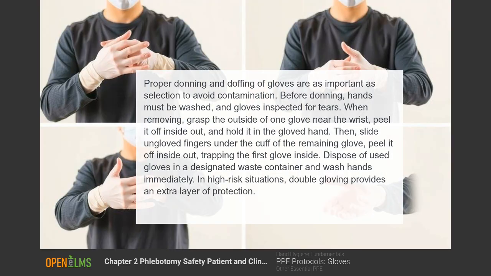Proper donning and doffing of gloves are as important as selection to avoid contamination. Before donning, hands must be washed and gloves inspected for tears. When removing, grasp the outside of one glove near the wrist, peel it off inside out, and hold it in the gloved hand. Then, slide ungloved fingers under the cuff of the remaining glove. Peel it off inside out, trapping the first glove inside. Dispose of used gloves in a designated waste container and wash hands immediately.